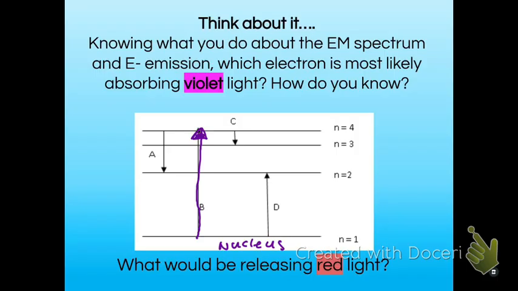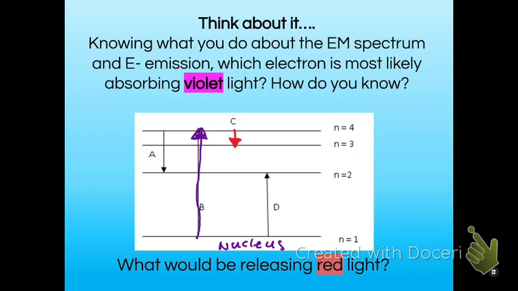C. Very good job, guys. Because releasing means the electron's going back down towards ground state, and red has the least amount of energy, so it has the smallest arrow. Does that kind of make sense to everybody? All right, perfect. So what color might D be?